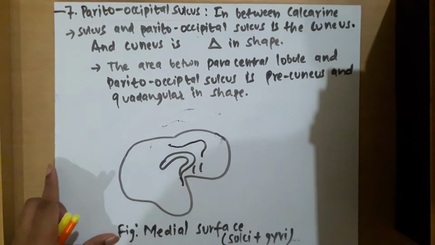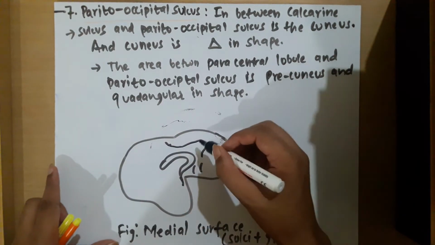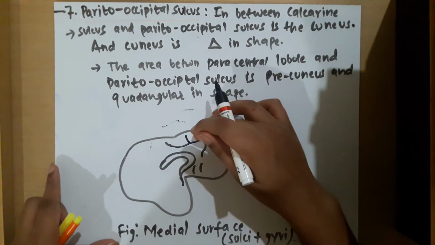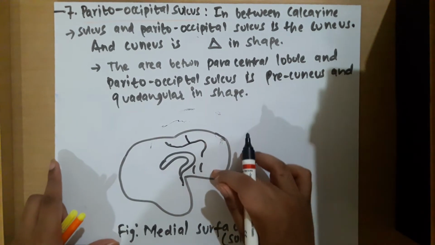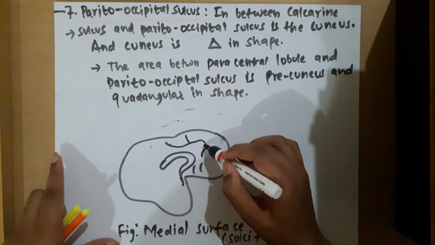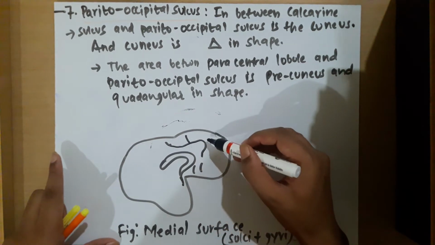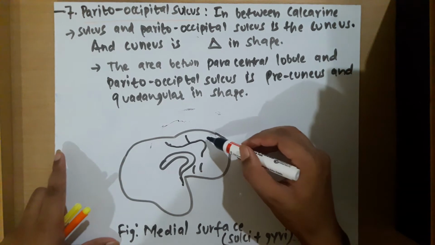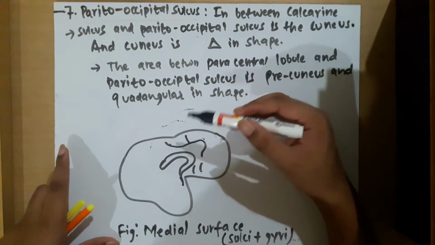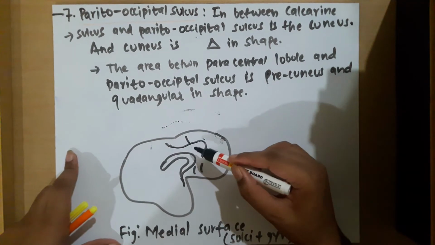Okay, so this is the cingulate sulcus, and we told that the area above the cingulate sulcus is divided into two parts. This part is the medial frontal gyrus, and this is the paracentral lobule. The area above the cingulate sulcus is divided into the medial frontal gyrus and the paracentral lobule. And below the cingulate sulcus is the cingulate gyrus.